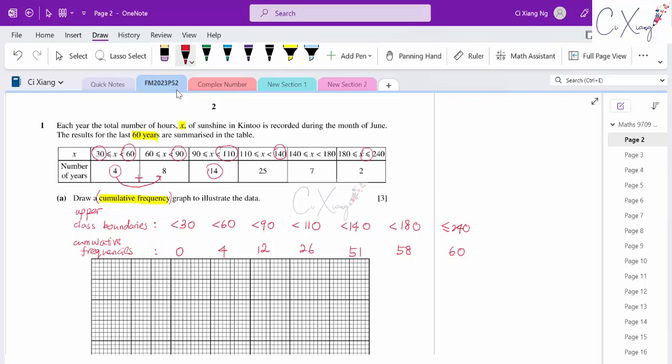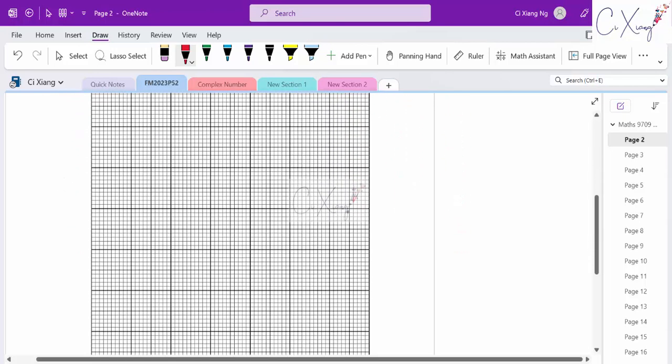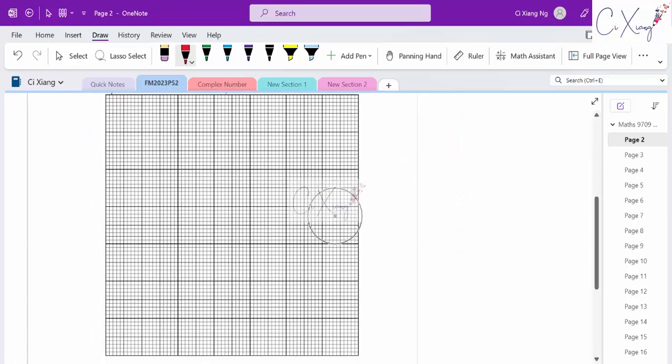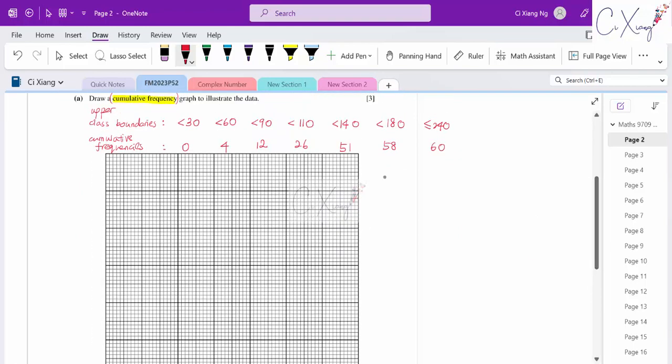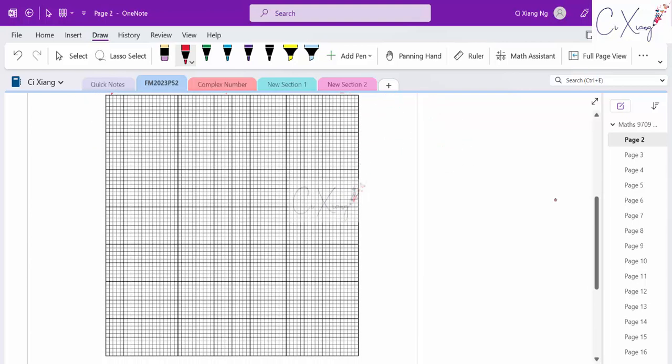Once we have all the upper class boundaries and also the cumulative frequencies, we can start sketching the graph. The smallest value for the x-axis will be 30, and the largest value should be 240. For y, the smallest value is 0 and the largest value is 60. From here, we should choose a suitable scale for the x and y axes.